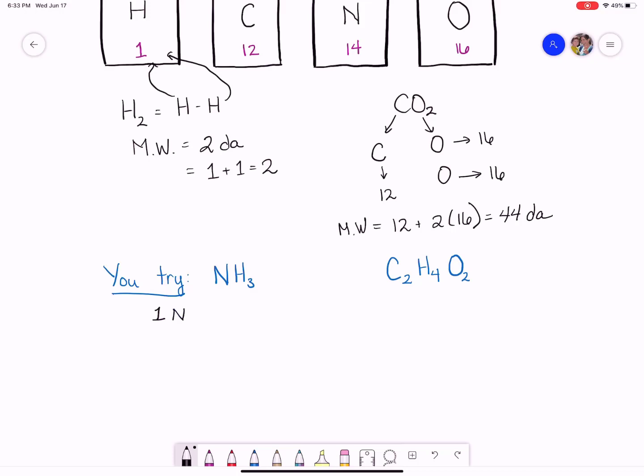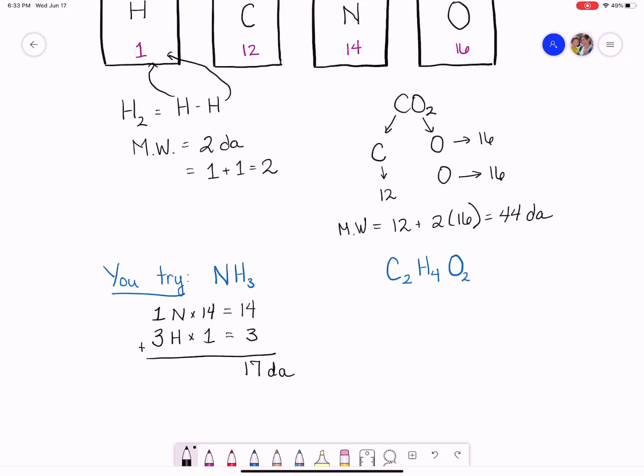We know that NH3 has 1 nitrogen atom, which has a molecular weight of 14, plus 3 hydrogens, each weighing 1 Dalton. So we have 14 plus 3 times 1, that's 17 Daltons.